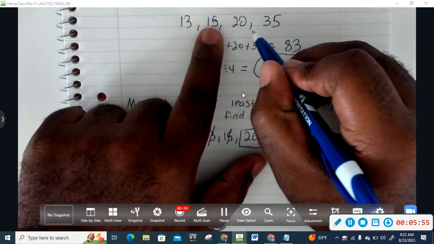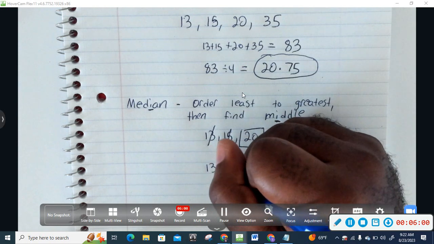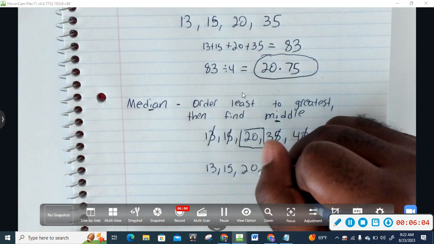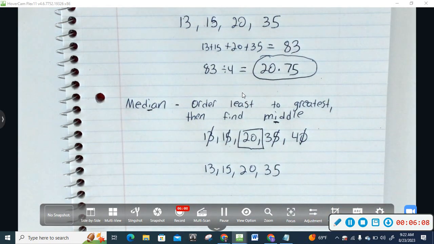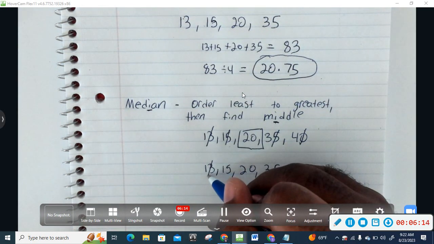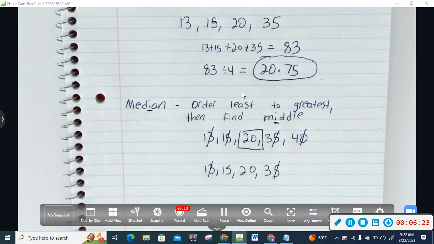So let's say my original numbers are the problem here. Let's say I had 13, 15, 20, and 35. Now I'm going to pursue the same steps: cross out one from each side and try to get one in the middle. So I cross out from the left, cross out from the right. Now if I do that again, I'm going to be left with nothing, right? So I can't do that. If I cross out these two, I'm not going to have anything.